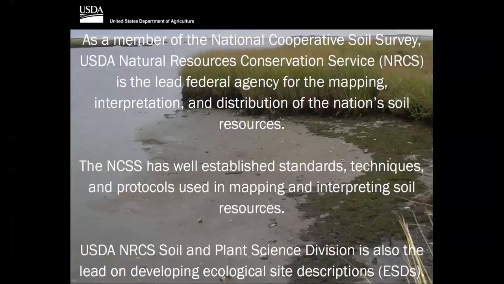So you should know that as part of the National Cooperative Soil Survey, NRCS is the lead agency for mapping, interpreting, and distributing soil data. We have well-established standards and protocols from a long period of time that began from the first soil survey conducted in 1899. There were 4 of them back then that started. NRCS is also the lead for developing ecological site descriptions, or ESDs.